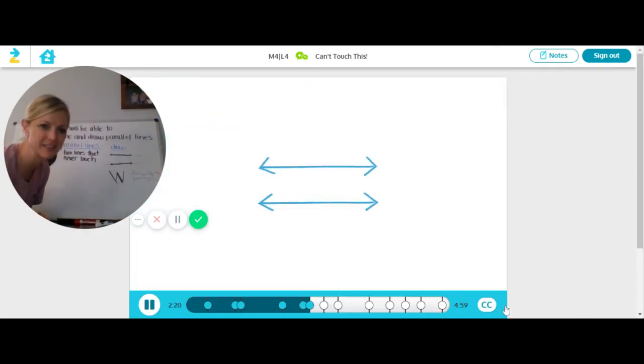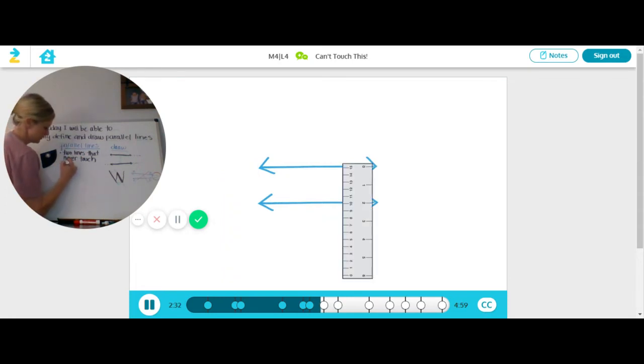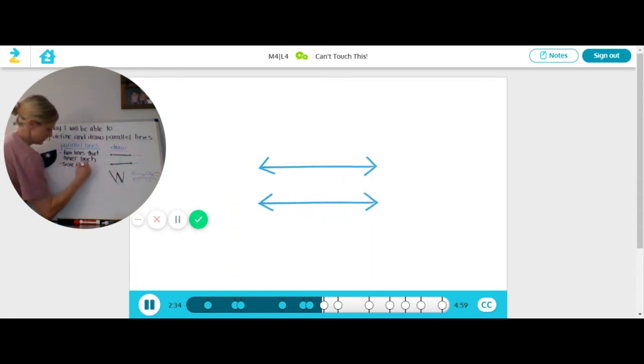Wonderful. Let's keep going, scholars. Lucas, what have you noticed about parallel lines? They are side by side and never touch. That's right. Sophie, anything else? They're always the same distance away from each other. Nice observations.